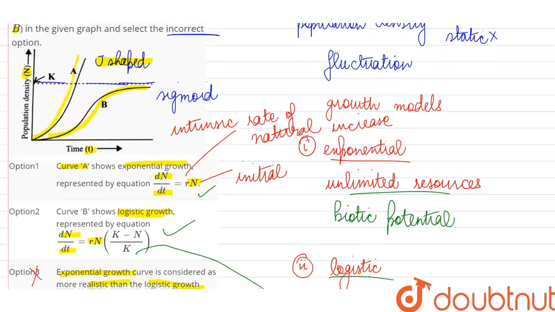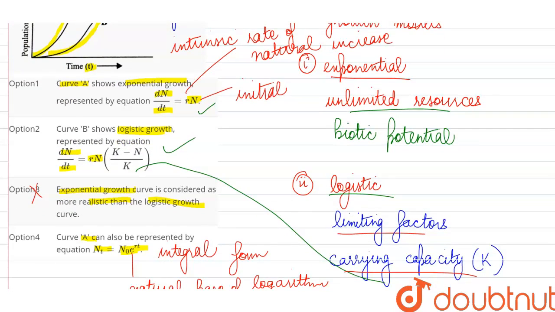So we have to select the incorrect statement. So our answer over here will be option C. Logistic growth is more realistic because the resources are limited over here, but they are saying exponential growth is more realistic, so the statement turns out to be incorrect.